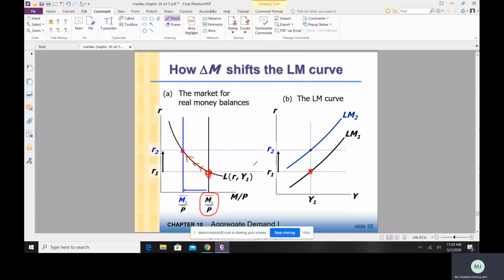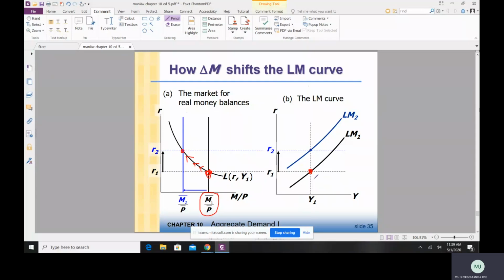So how does this transition translate into the changes in panel B? You can see that at the same Y, at the same Y1, the interest rate R1 is now higher than before. I have not disturbed Y here; earlier Y was equal to Y1, and now also Y1. What changed here? Money supply changed. So because of the decrease in money supply, at the same Y1, the interest rate is going to be higher.